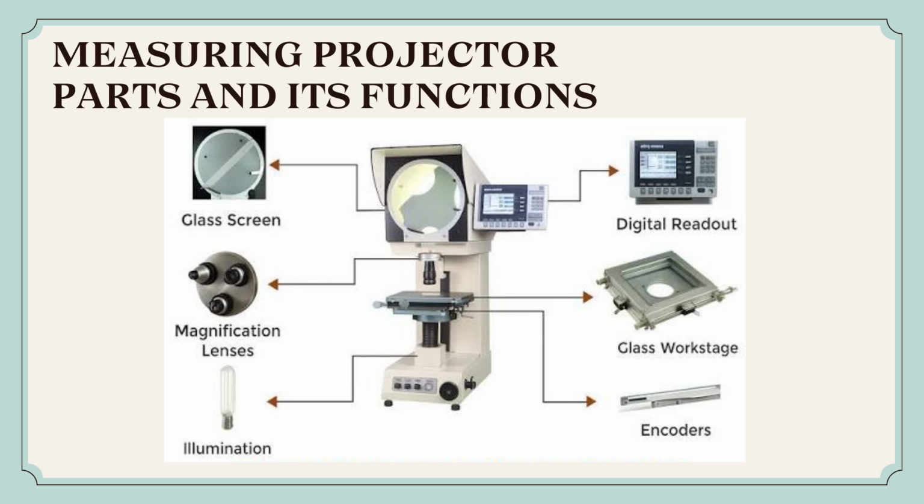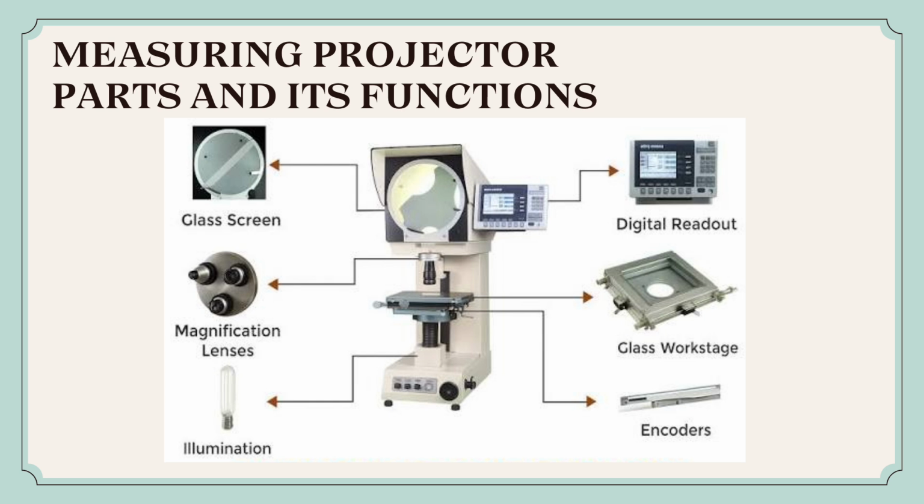First, the glass screen. The glass screen is the circular viewing surface where the enlarged shadow or profile of the object is projected so the examiner can clearly observe and measure it. Second, magnification lenses. Enlarge the profile of the part being inspected, allowing the user to examine fine details at different levels of magnification.